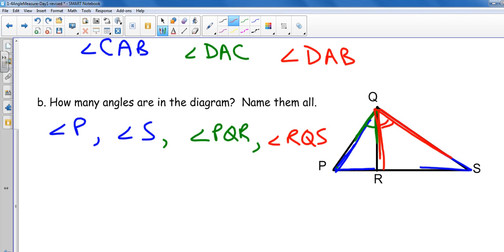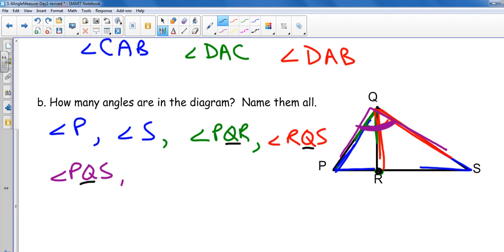Don't forget about the big one there. Before I move on, I'm going to get the one at the top that is all of that, this entire angle, PQS. Again, I can switch those, angle SQP. And then I'm going to go down. I haven't done anything with point R as my vertex, so I've got point Q as my vertex so far.